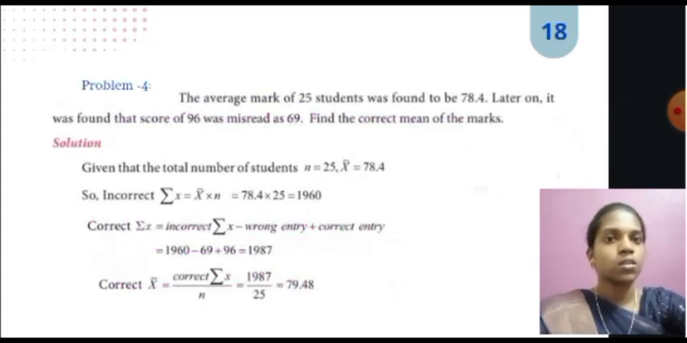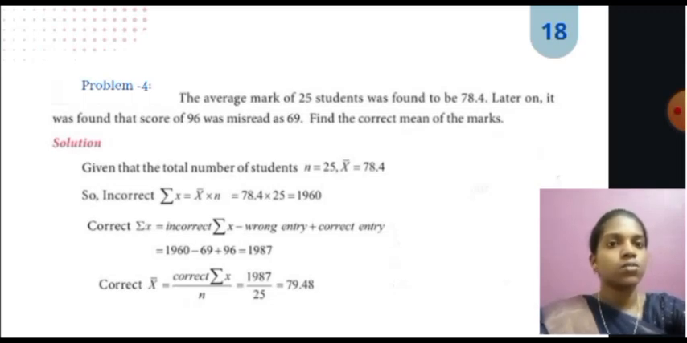Finally, let's see one problem. The average mark of 25 students was found to be 78.4. Later on, it was found that score of 96 was misread as 69. Find the correct mean of the marks. Given that total number of students n equal to 25. Here mean x bar equal to 78.4.